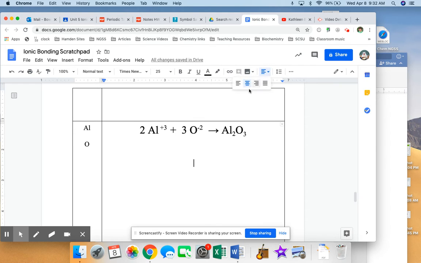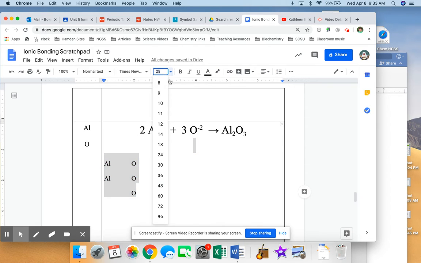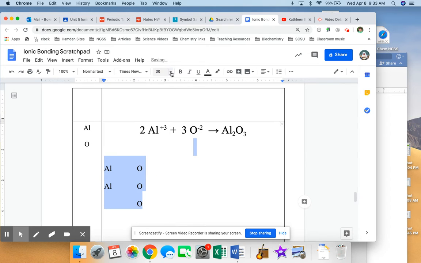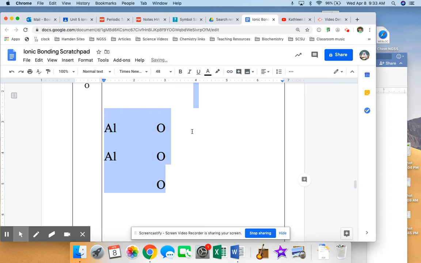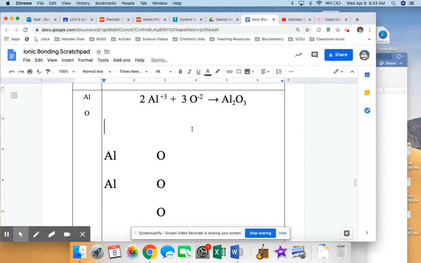We've got Al, 1 O. Al, and 1 O. There's our 2 Als, and now we need one more O. Let's make them bigger. Let's make them even bigger. Okay, so we've got our 2 Als and our 3 Os.